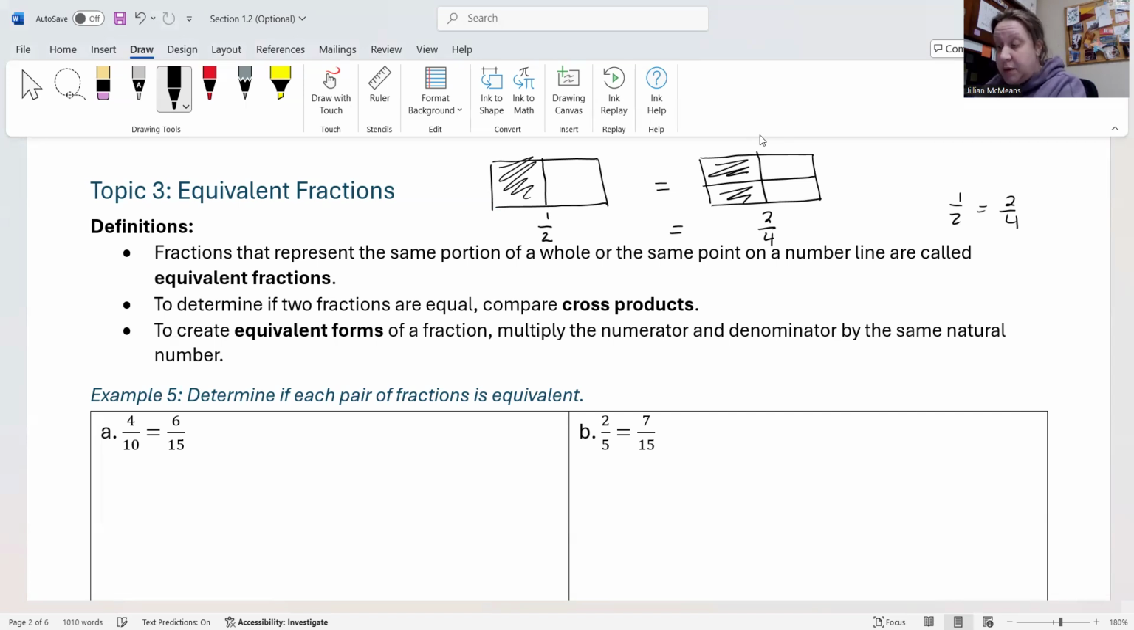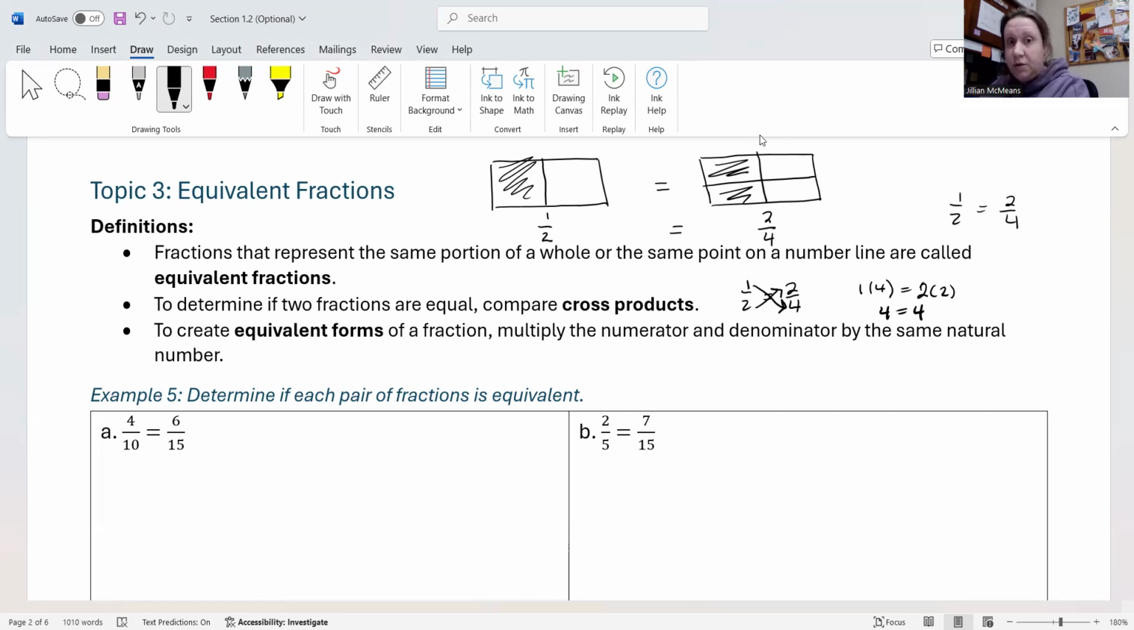Now, to determine if 2 fractions are equal, we can compare cross products. So when we're talking cross products, if we're looking again at 1/2 and we think 1/2 is equal to 2/4, we would cross multiply. So multiply the first numerator and the second denominator, the first denominator and the second numerator. That's cross multiplying. But the product you get on each side, those are called cross products. So does 4 equal 4? Yes. If the cross products are equal, the fractions are equal.